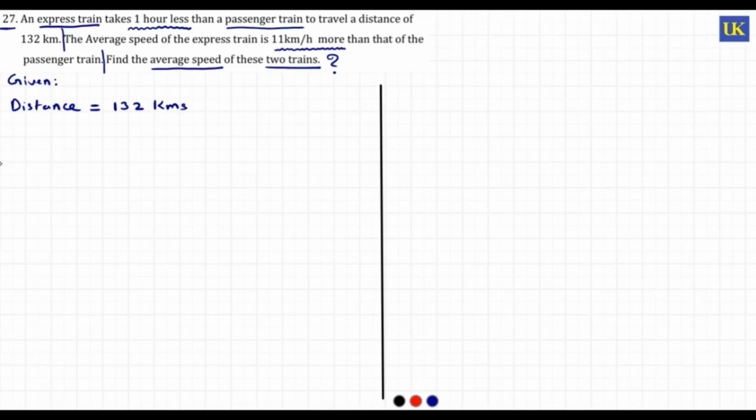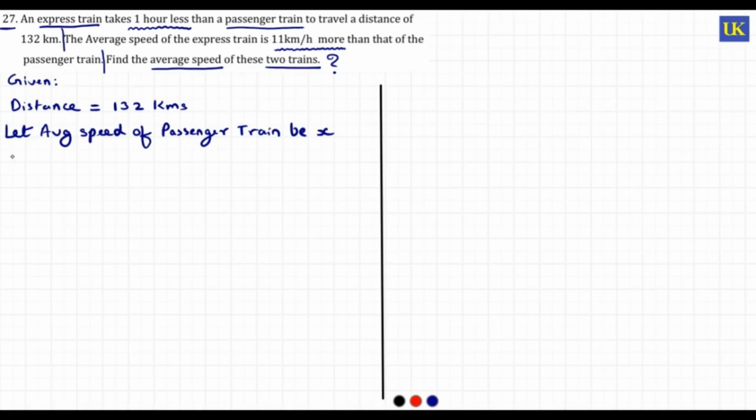Now what we'll do is we will let, because whatever they ask us to find, the same thing we need to let. So let the average speed of the passenger train be x. We will take x. So the passenger train's average speed we have taken as x.